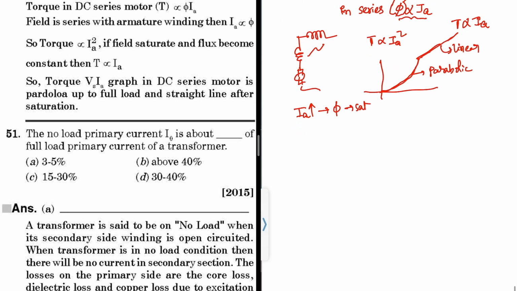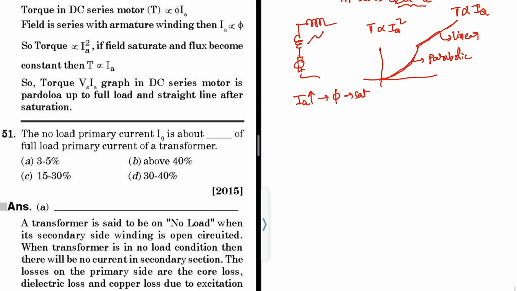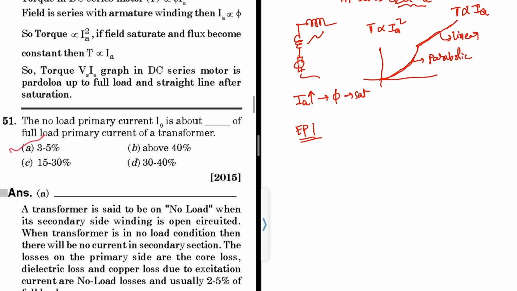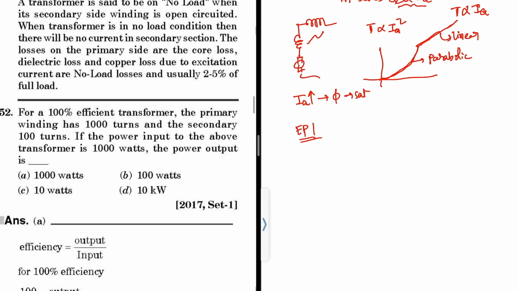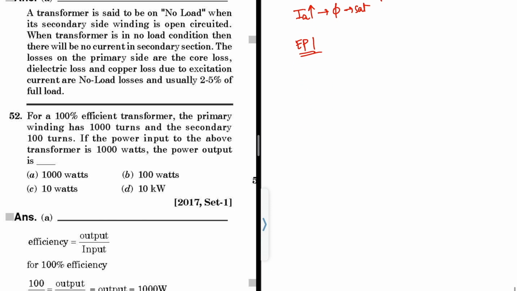Coming to question number 51. This question is already discussed in episode 1. The same question is repeated. The answer will be 3 to 5%.